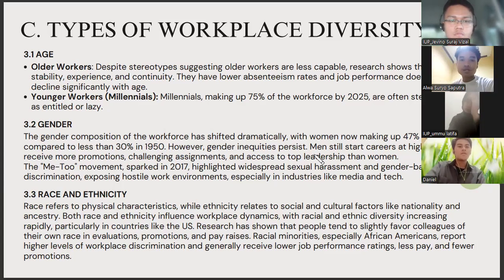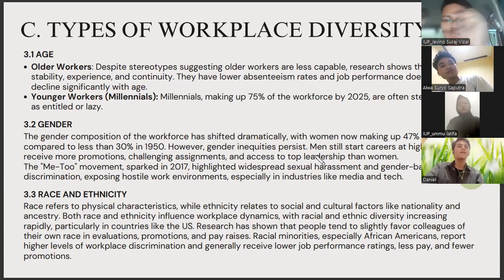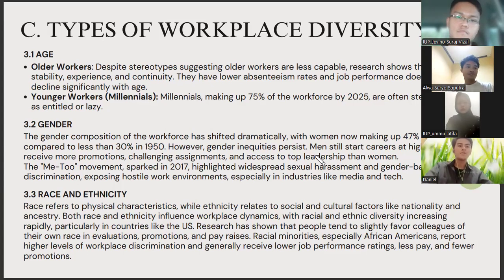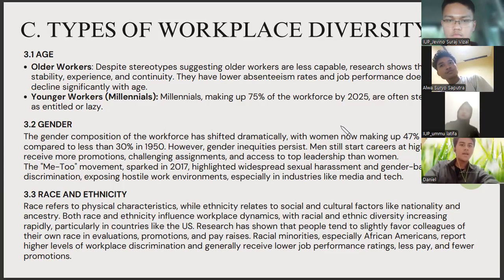Research has shown that people tend to slightly favor colleagues of their own race in evaluations, promotions, and pay raises. Racial minorities, especially African Americans, report higher levels of workplace discrimination and generally receive lower job performance ratings, less pay, and fewer promotions. While this doesn't always indicate overt discrimination, these patterns are consistent. Industries like advertising lack racial diversity in leadership, while Asian representation in tech is higher than their US population percentage.